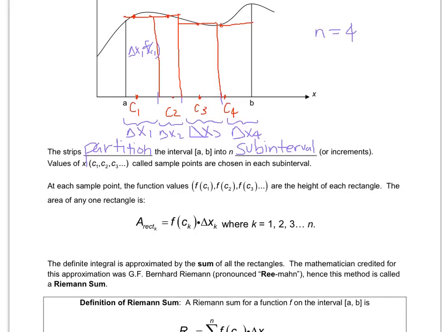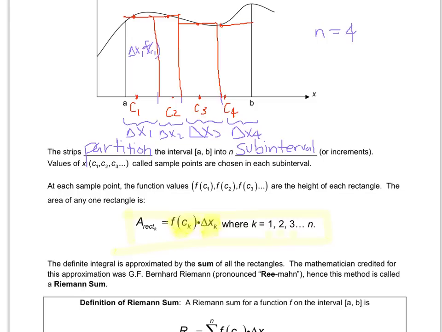And it says that the area of each individual rectangle is just f of ck, so that's the y value, times delta x sub k. And again, k is just where you are, which subinterval, all the way up to the number of intervals that you've chosen. And the beauty of this thing is if you add all of them up together, that's going to give you an estimate for the area under the curve.